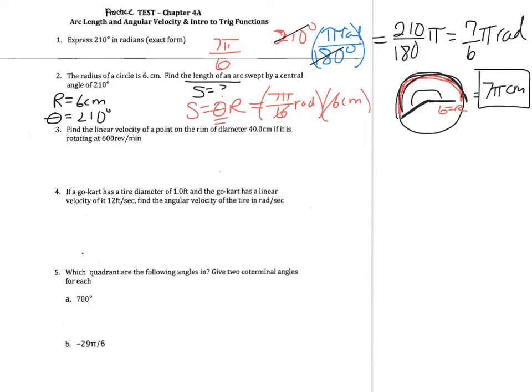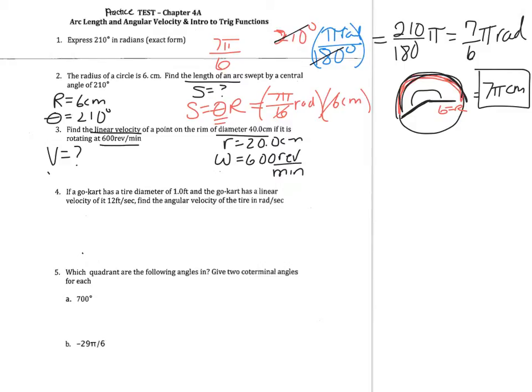Number 3, find the linear velocity. So it's asking for V, linear velocity, of a point on the rim when the diameter is 40, so that's telling me that R is equal to 20 centimeters. And it says that it's rotating at 600 revolutions per minute. That's telling me that omega is 600 rev per minute.